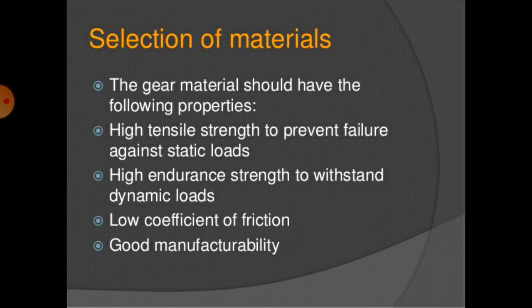So first thing is the selection of materials. The gear material should have the following properties: high tensile strength to prevent failure against static loads, then high endurance strength to withstand dynamic loads, low coefficient of friction and good manufacturability.